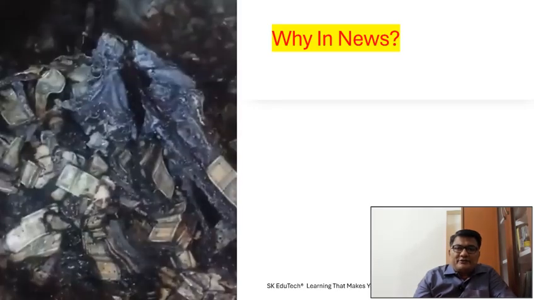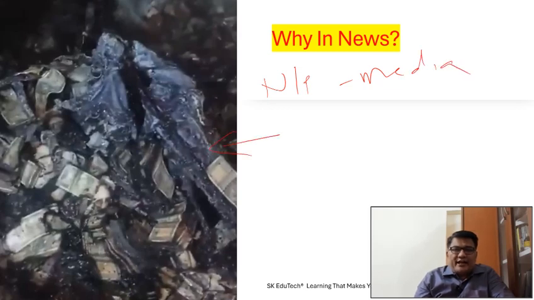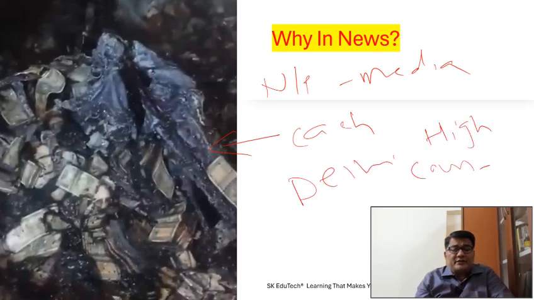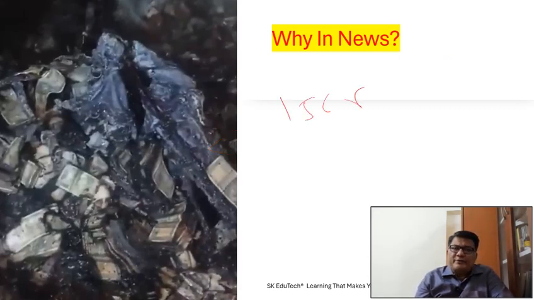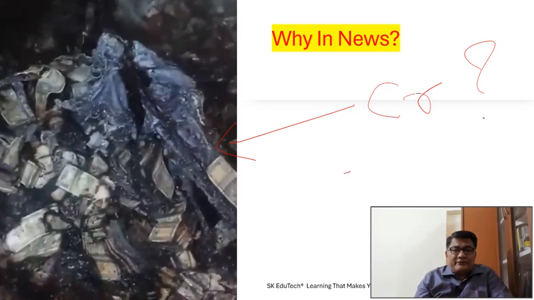First of all, why it was in news. Few days back in newspapers and media there was news that a lot of cash was reported at the residence of a Delhi High Court judge. I repeat, a tremendous amount of cash was found at a Delhi High Court judge's house. Few people say it is 15 crore, few people say it is 10 crore, whatever it may be. But how is it possible that this much cash is present at a judge's residence? And some cash was half burnt, as shown in the picture.